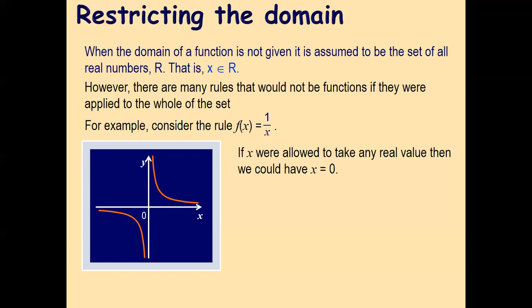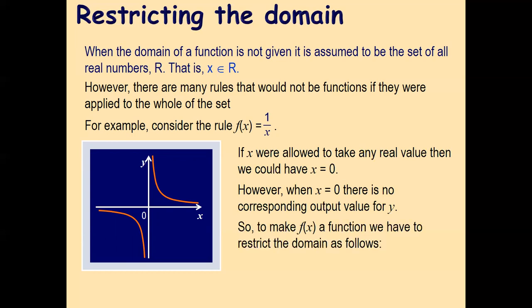So if x were allowed to take any real value, then we could have x equals 0. However, we've noticed that when x equals 0, we don't get a value for y. So to make f of x here a function, we've got to restrict its input. We've got to say we can use all the values of x with the exception of x equals 0. And that's what they mean by restricting the domain. So you'll see it written like this.